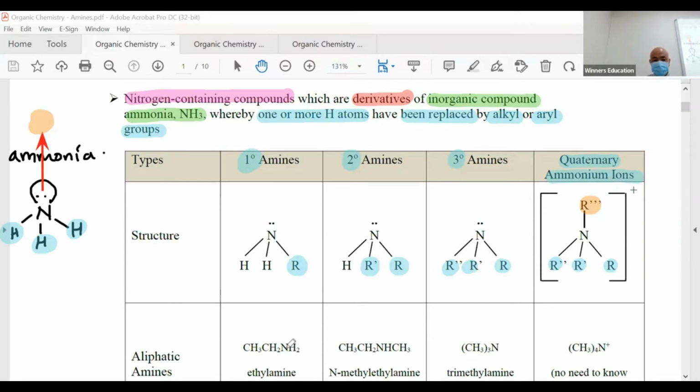Now, what are amines? Amines basically have this backbone. Please note, the backbone of amine is basically this. Anything that has something like this is called an amine, whereby one of the H is replaced by R. So I saw an N here, this is an amine. I saw an N something, it is an amine. I saw an N here, it is an amine. For quaternary ammonium salts, we don't need to learn the nomenclature.